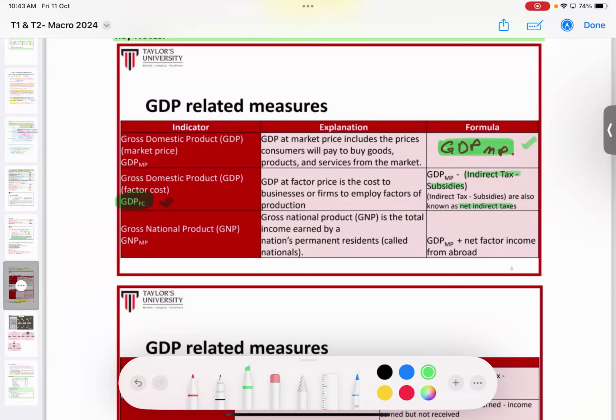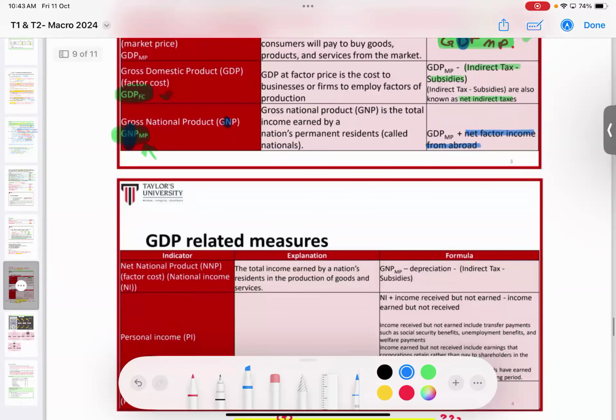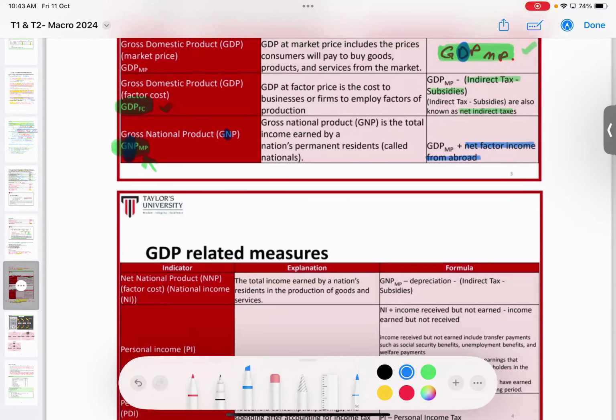Okay, now if I want you to convert from GDP into gross national product at market price, what's the difference? From domestic into national, right? From domestic to national. So that means I add on net factor income from abroad. Okay. If I ask you to convert into net national product at factor cost, how?